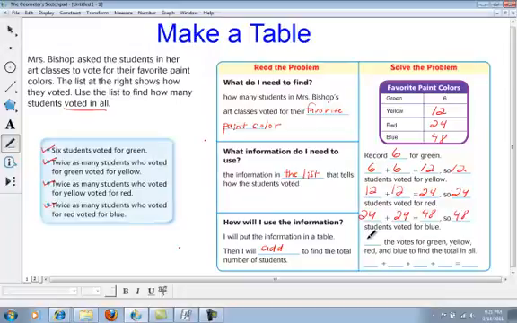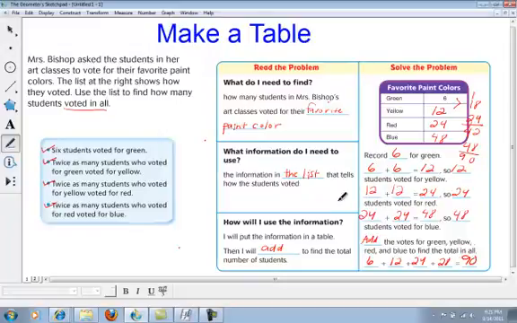So I need to add the votes for green, yellow, red, and blue to find the total in all. So I have 6 plus 12 plus 24 plus 48. Now let's see what that gives us. I know that 6 and 12 is a total of 18. So I'm going to add 18 and 24. And I know that's going to give me 42, and then now I'm going to add 48. 8 and 2 is 10. That would give me 90.